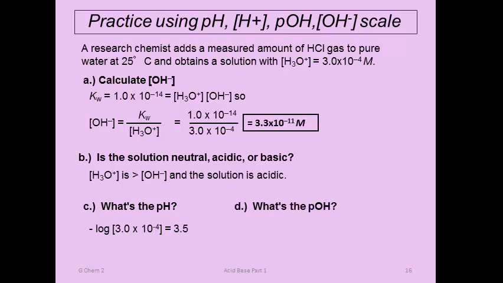What's the POH? Well, there's a couple ways you can do this. One is you could take the OH minus concentration, take the negative log of that. But also don't forget that POH to pH relationship, right? That those always sum to 14. So if I knew what the pH was, I could subtract that from 14, and I'm always going to have my POH, and vice versa.